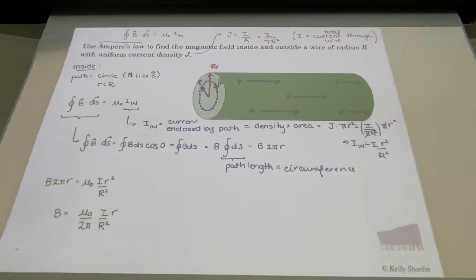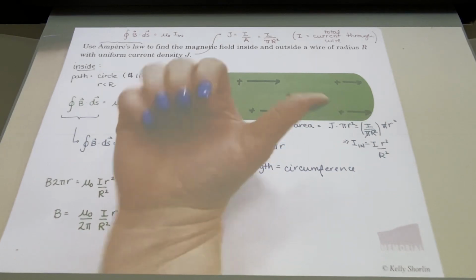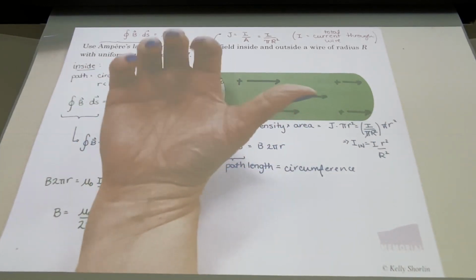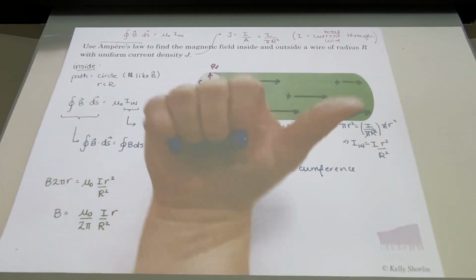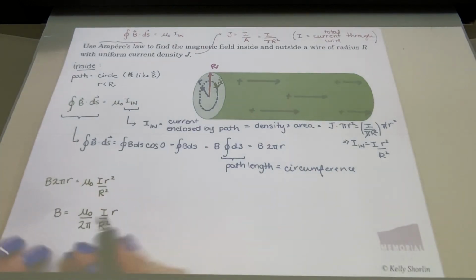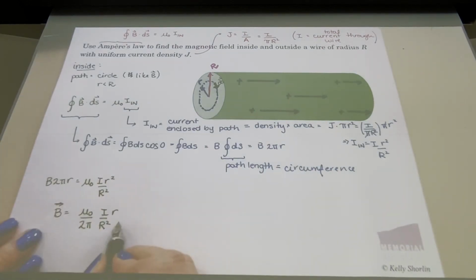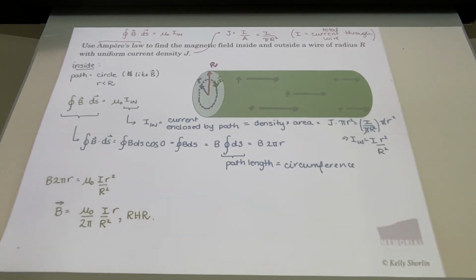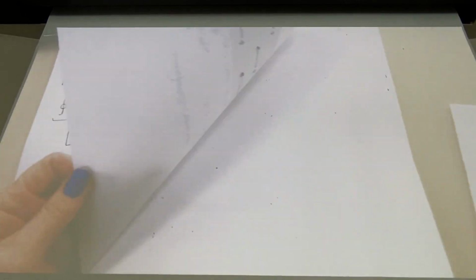We know it circles. We know the orientation is given by our right-hand rule. Put our thumb in the direction of current and it comes down into the front. So we get our direction of the magnetic field using the right-hand rule. Okay, any questions? So that's inside. We'd also like to find the magnetic field outside the wire.